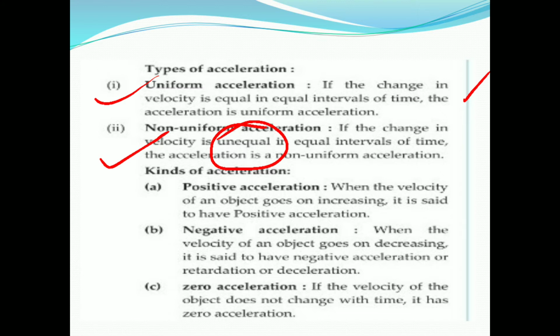Kinds of acceleration: positive acceleration, negative acceleration, and zero acceleration. When the velocity of an object goes on increasing, then we can say that it is positive acceleration. Negative acceleration: when the velocity of an object goes on decreasing, it is said to have negative acceleration, or you can say retardation or deceleration. Zero acceleration: if the velocity of the object does not change with time, it has zero acceleration.